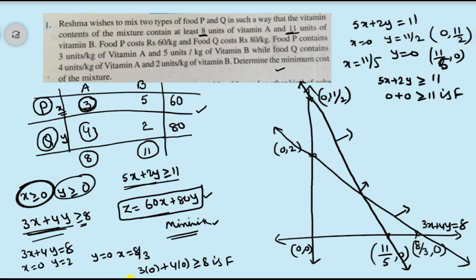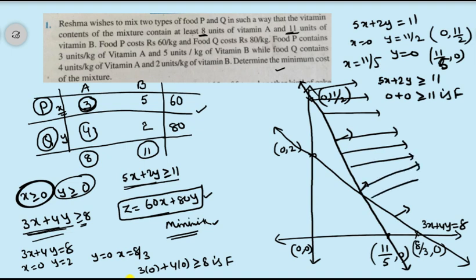So what is the portion? This is the unbounded portion. This is the region. All are away from the origin. This is the common portion which I am shading. Okay, this is the common portion.